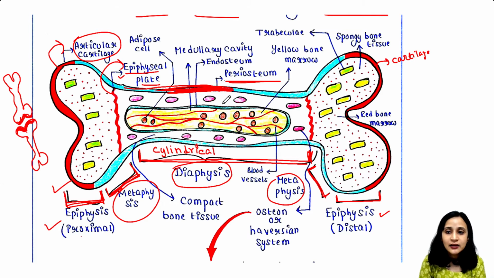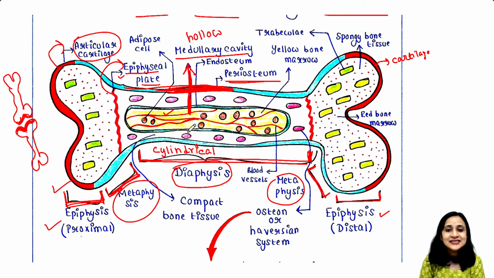And then we can see that here is the medullary cavity. So what is the medullary cavity? This part is basically the medullary cavity, that is the hollow part, and that is also cylindrical. The shape is like a cylinder, right? So this is the cylindrical, hollow part that is called the medullary cavity.